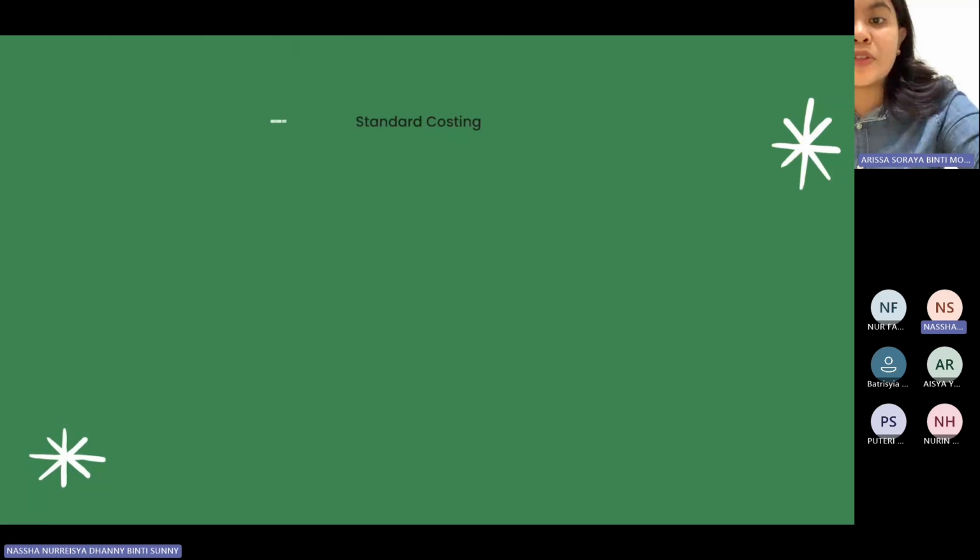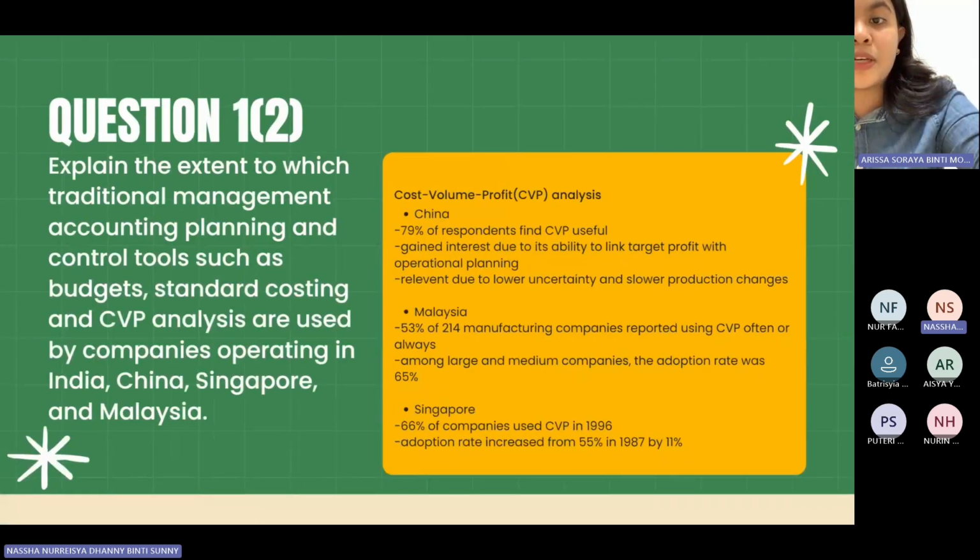Moving on, I will also be handling the cost volume profit analysis used by companies operating in India, China, Singapore, and Malaysia. I'll be starting with China. 79% of respondents consider cost volume analysis useful. It is known for how valuable it is in academic and practical contexts. It is also adopted by large and medium enterprises due to lower uncertainty and slower production changes, which makes it relevant.